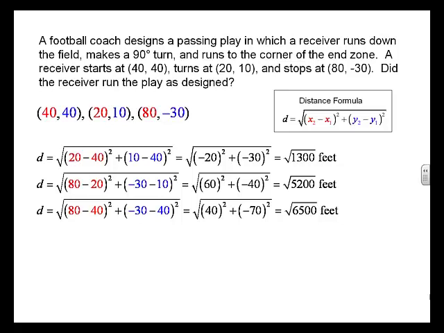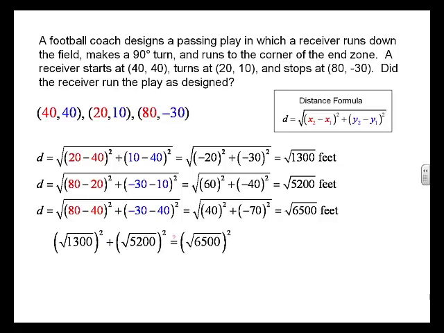Now we have the three sides of our triangle, and we can plug into the Pythagorean theorem to test whether this is a right triangle or not. Since the square root of 6,500 is the largest value, it must be the hypotenuse. Our two remaining values will be the other two sides.